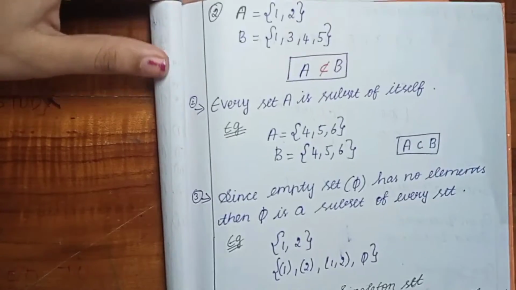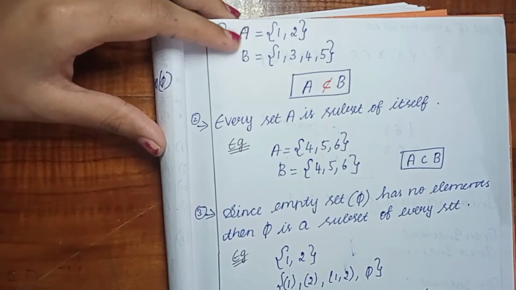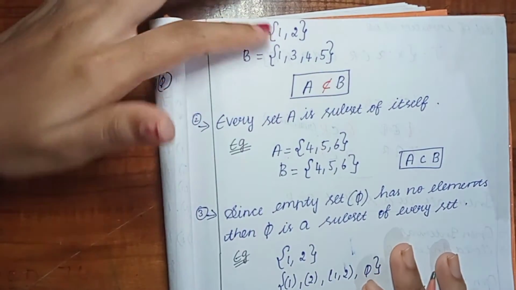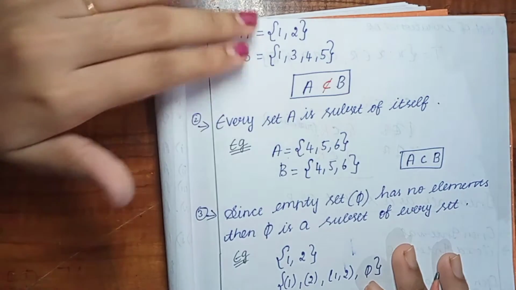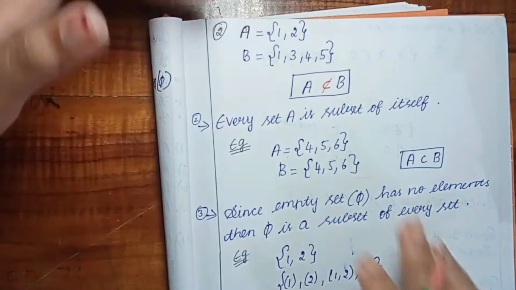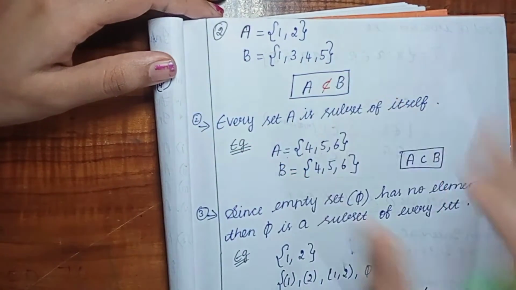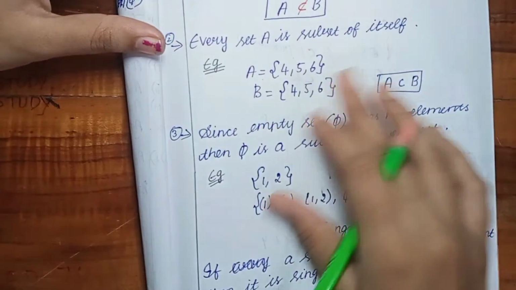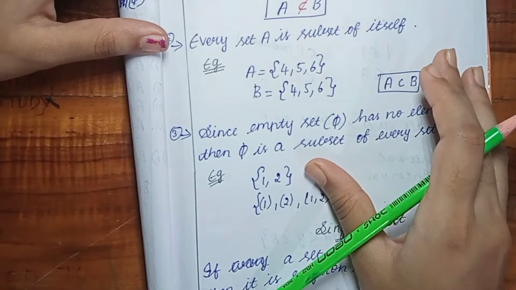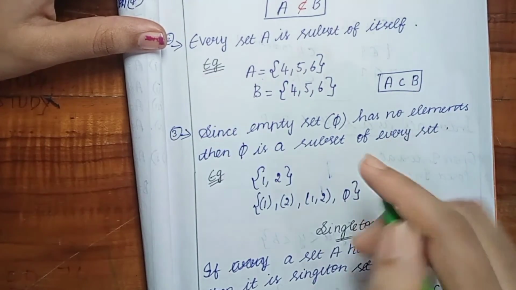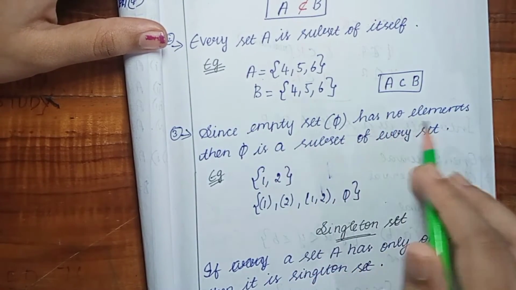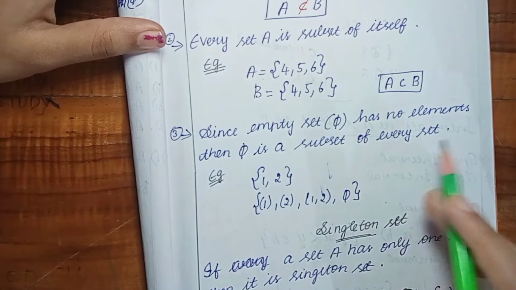Then A equals 1, 2 and B equals 1, 3, 4, 5. So here 1 is present but 2 is not. So every element of A is not there in B, so A is not a subset of B. Clear? Next, every set A is a subset of itself. Since the empty set has no elements, the empty set is a subset of every set.